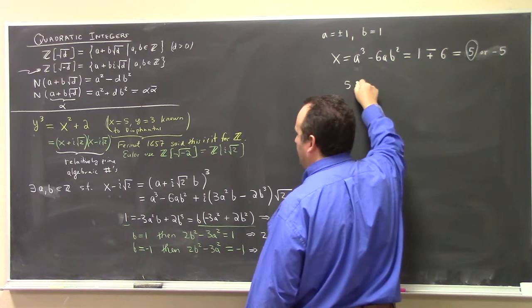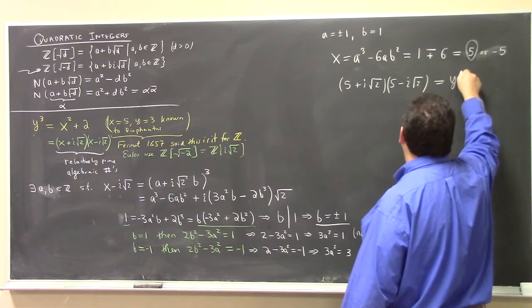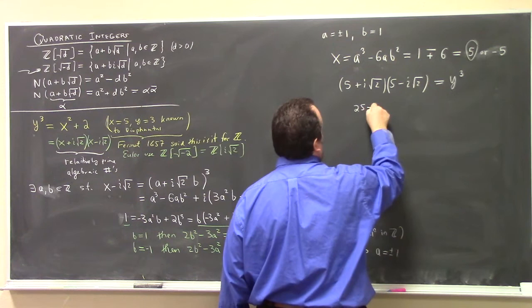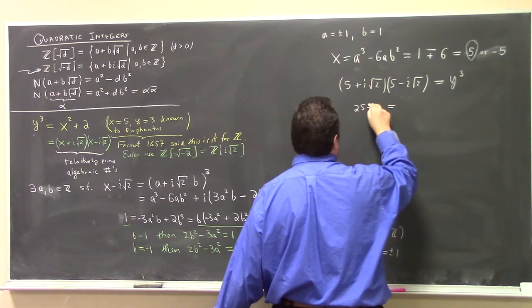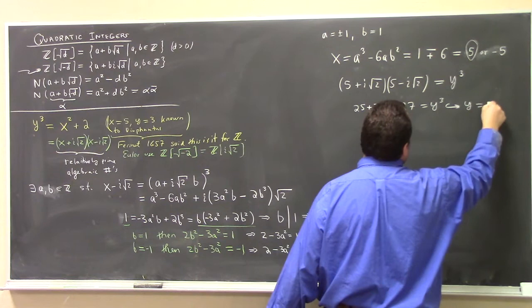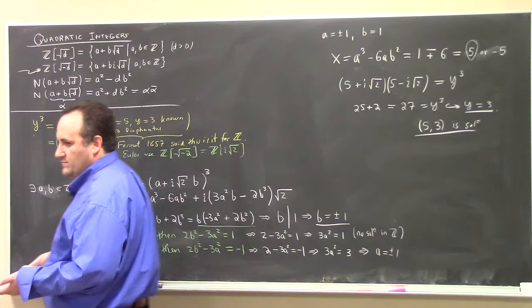So we have 5 plus i root 2 times 5 minus i root 2, right? That's supposed to be equal to y cubed. So what's y? Well, this works out to 25 minus 2, and then the imaginary parts cancel. Actually, it's not minus 2, is it? I can't do math today. Plus 2, right? So we got 27 equals y cubed. So y equals 3. And so there we go, 5 comma 3 is the solution. And since we did this algebra correctly, it's the only solution.